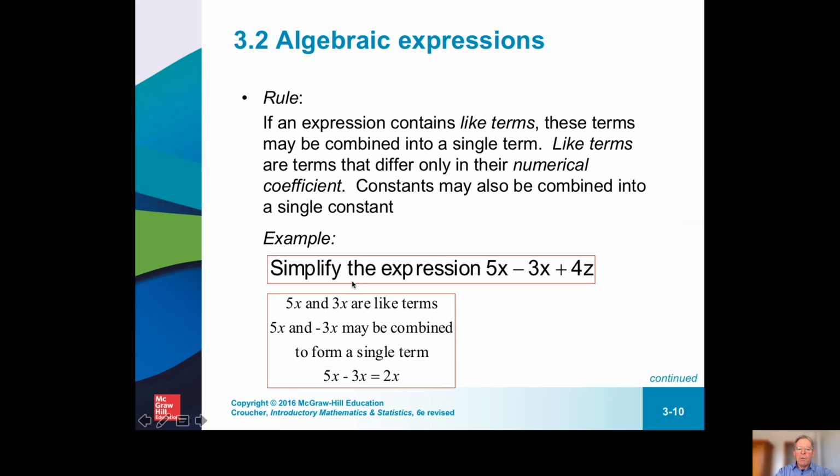So what if we want to simplify an expression? Well, when we've got two like terms, 5 times something minus 3 times something, we can group those together and say, well, that's 2x. Can't do anything with the 4z, so we'll be left with 2x plus 4z.